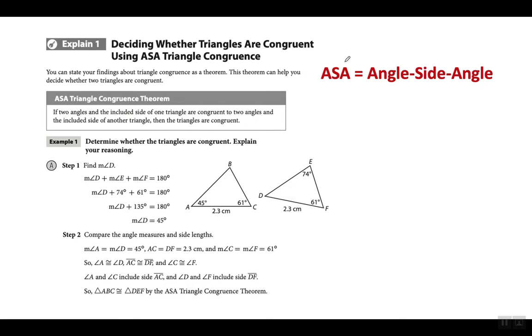Alright, now let's look at this example here real quick. It says find the measure of angle D. Encontrar la medida de ángulo D. Alright, so first of all, let's look at it quickly. As you can see, it has 45 degrees and 61 degrees.